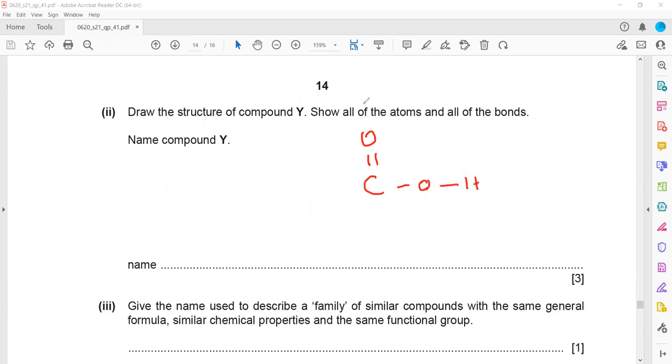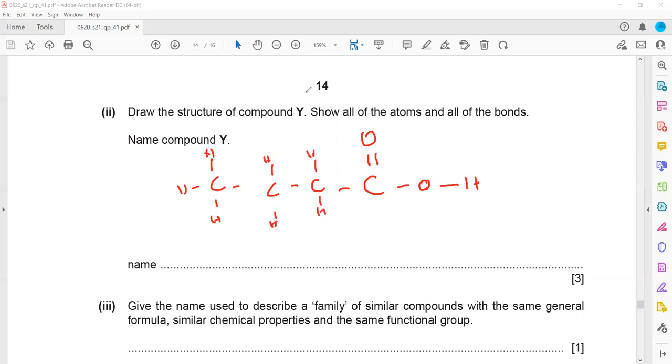And there should be 4 carbons, so including this, one is already there. So 2, 3, 4. And then we have to put the hydrogen. So this will have 3 hydrogen because one bond is there. This will have 2 hydrogen. This will have 2 hydrogen.